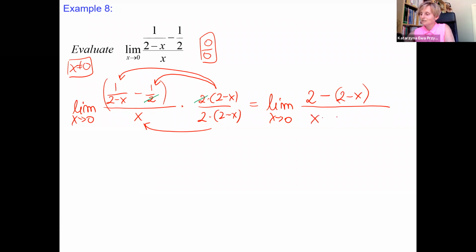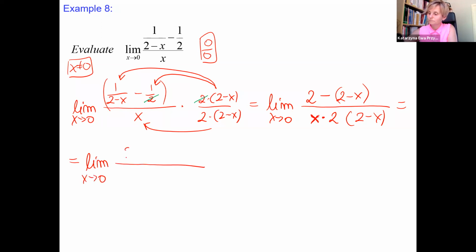Of course, in the denominator, I will not distribute because I need that x. I need this to be a factor, not part of the expanded form. 2, and we will distribute the negative, important, plus x. Important moment, sometimes we forget, times 2.